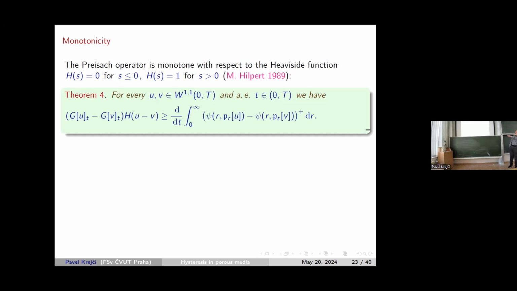Now, the statement is that we can test the difference G(u)_t minus G(v)_t by the Heaviside function of u minus v, and this is greater than or equal to the time derivative of something positive, the positive part of the difference of the distance. Now, the proof is extremely easy.